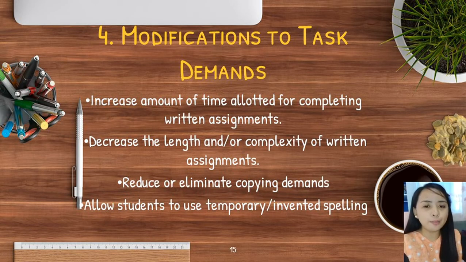The fourth one is the modifications to task demands. First, increase the amount of time allotted for completing written assignments. So as a teacher, you must give enough time to your students to finish their assignment, especially if they have difficulties when it comes to writing. So for instance, we give assignments Monday. Make sure that your deadline is, let's say, Wednesday or Friday. We need to give enough time to our students to finish their assignments. Why? Because sometimes we have students who have difficulties when it comes to writing.